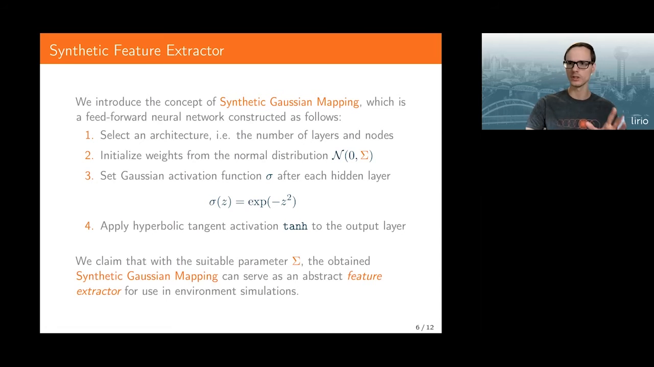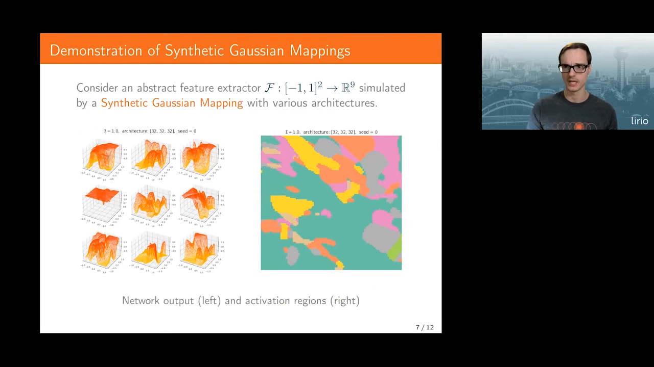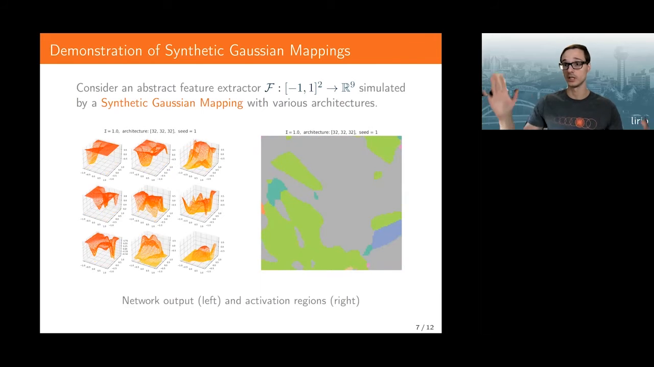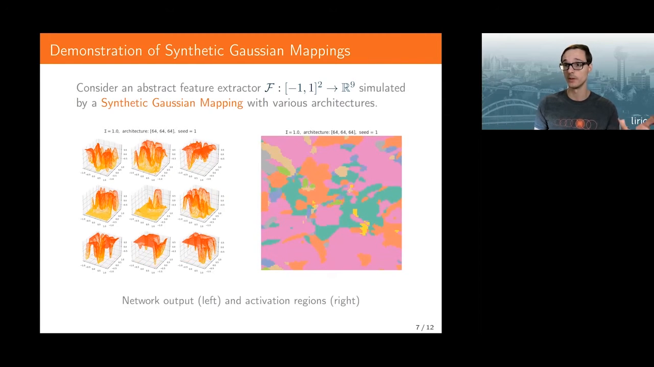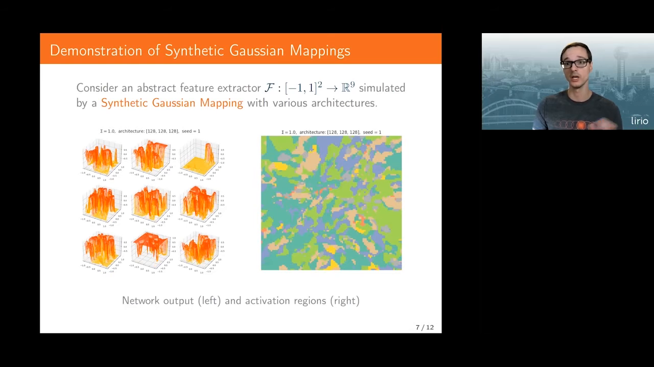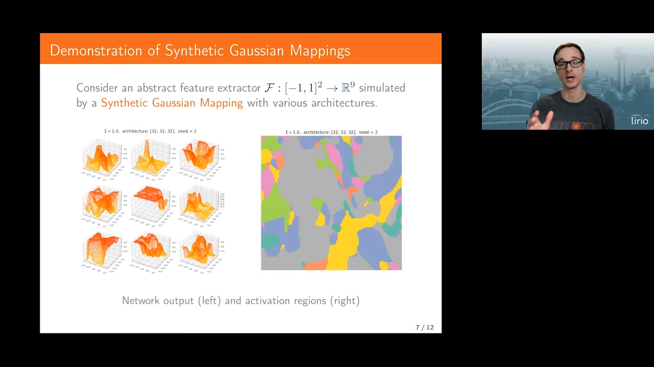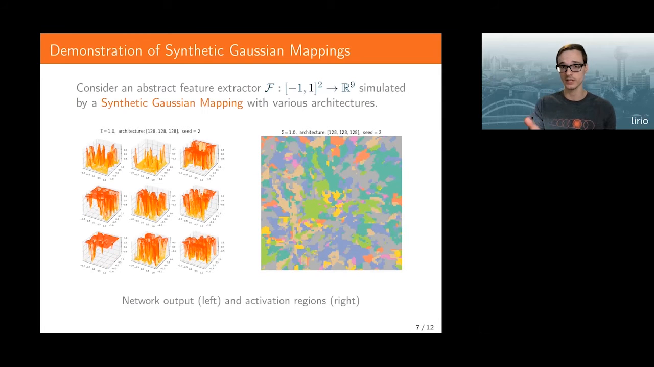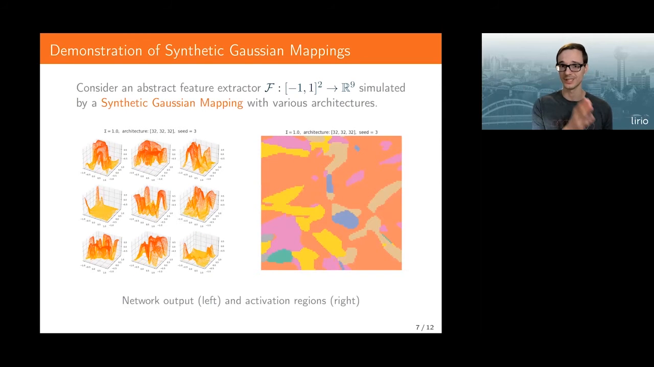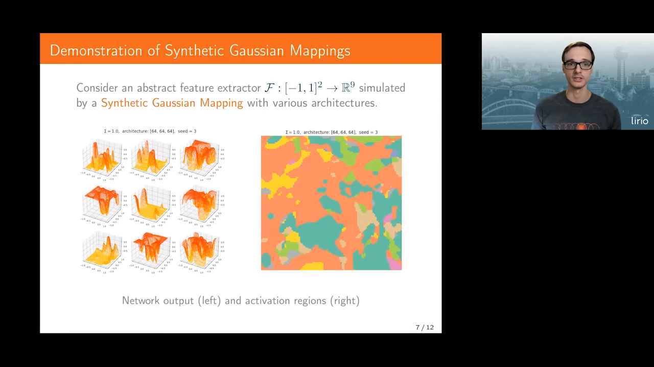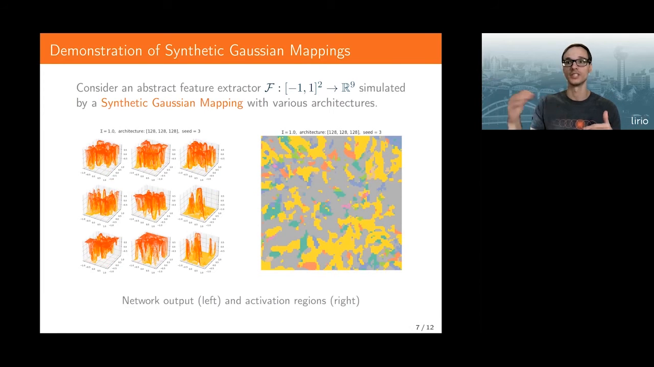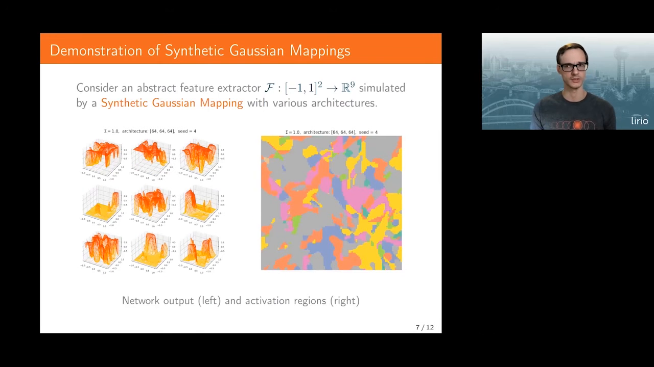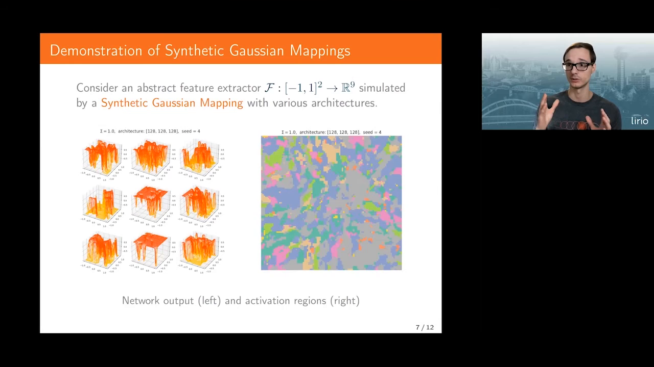And here we will give a brief demonstration of our claim. What we do on this slide, we generate a family of abstract mappings from a 2-dimensional unit cube into 9-dimensional space. And each of these mappings we generate with basically a synthetic Gaussian mapping. And the results you can see on the screen. Specifically on the left, what you see is a coordinate-wise output for each of the 9 dimensions for each of these mappings. And on the right, you can see prediction, or more specifically activation patterns on a 2-dimensional input space.